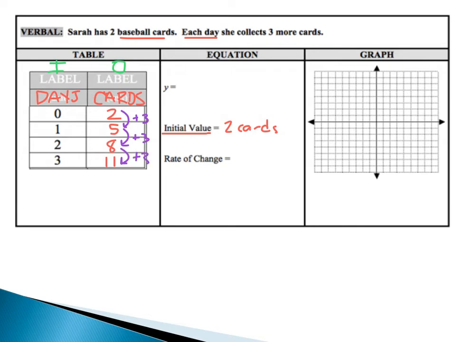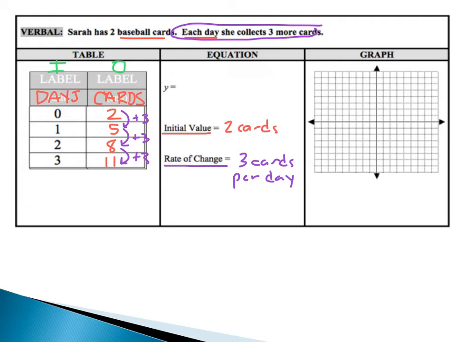This right here, that each day she added 3 cards, represents what's called the rate of change. Rate of change is simply how much something is changing over a given amount of time. So we know that she is gaining 3 cards per day. Okay, so 3 cards per day.